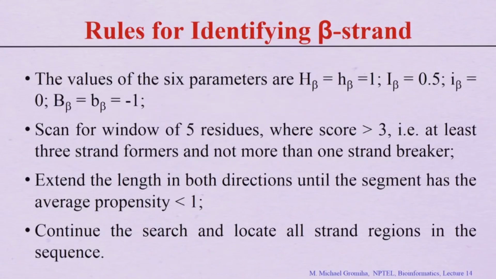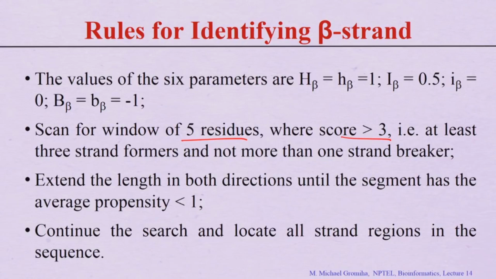Now, how to do the beta strand? Do the same procedure. Take small h beta equal to 1, I beta equal to 0.5, small i beta equal to 0, and capital B beta equal to -1. Here we use a scan of 5 residues and set a score of more than 3, because all beta strands are smaller than alpha helices. So take 5 residue segments.